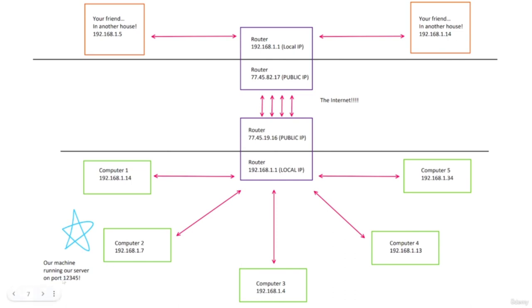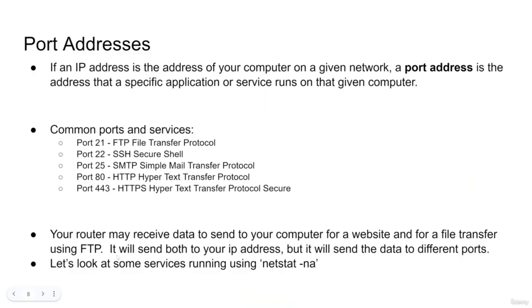Well, it has port addresses, and each port address on a computer has certain information running. Some common ports and services: port 21 typically runs what is called file transfer protocol, FTP. Port 22 typically runs SSH, or secure shell. Port 25 is SMTP, simple mail transfer protocol. Port 80 and port 443 are for web traffic, HTTP or HTTPS, hypertext transfer protocol and hypertext transfer protocol secure.